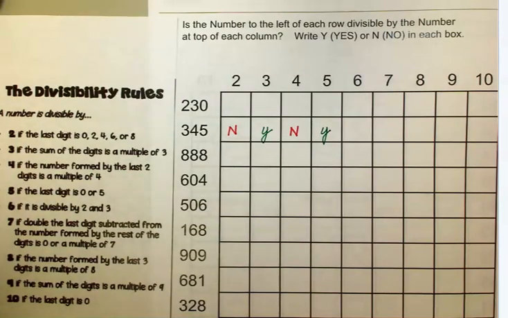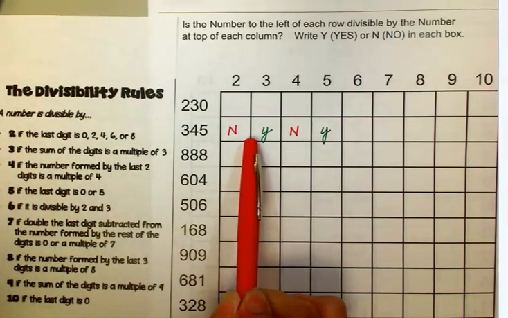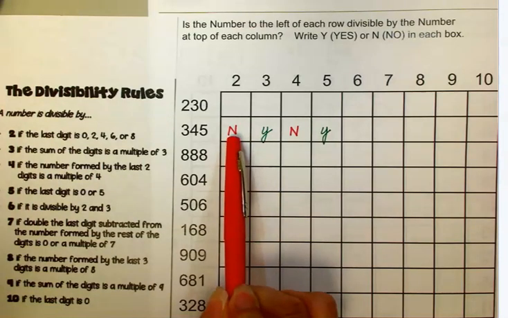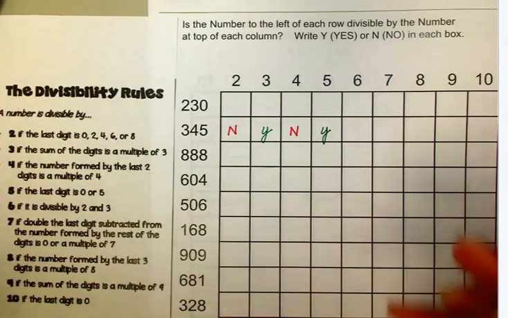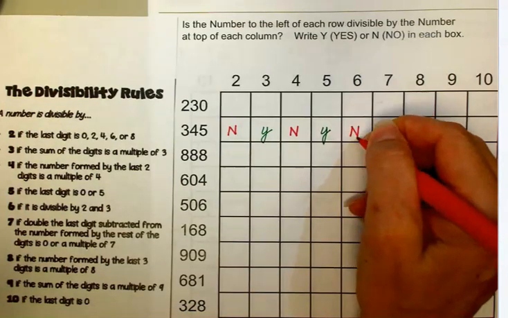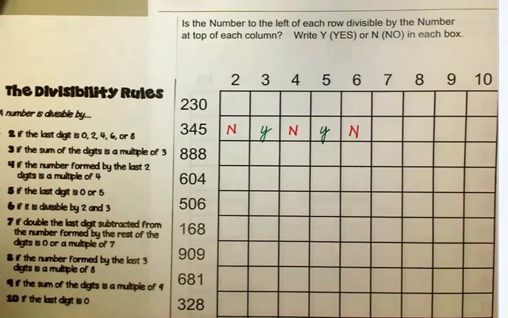Is it divisible by 6? Well, to be divisible by 6, it has to be divisible by both 2 and 3. So it is not divisible by 6 because it's not divisible by both 2 and 3.